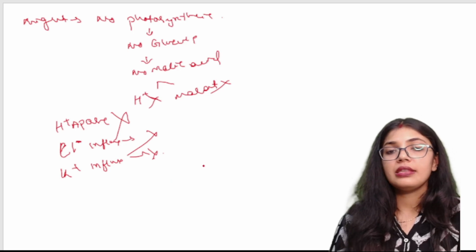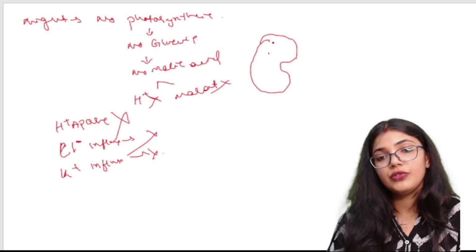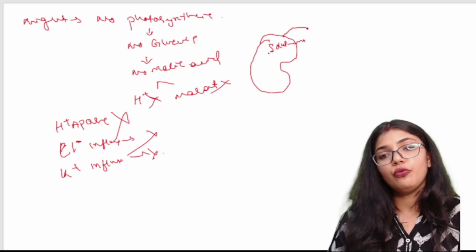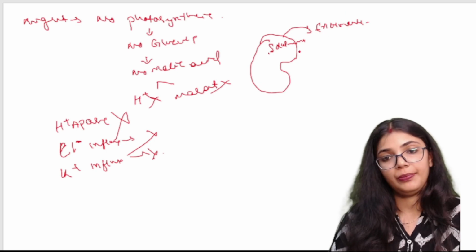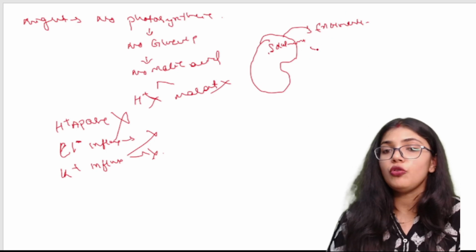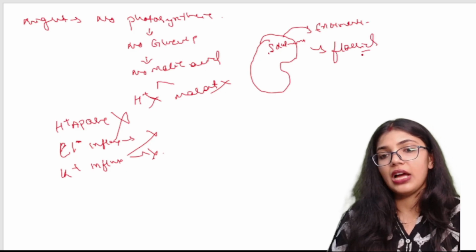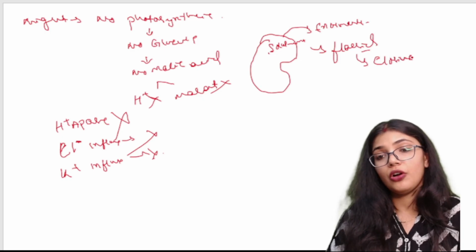As this guard cell does not have much solute, the amount of solvent is more, due to which there will be exosmosis, that means giving of water to the subsidiary cell. Due to exosmosis, the guard cell becomes flaccid, due to which there will be closing of the guard cell.